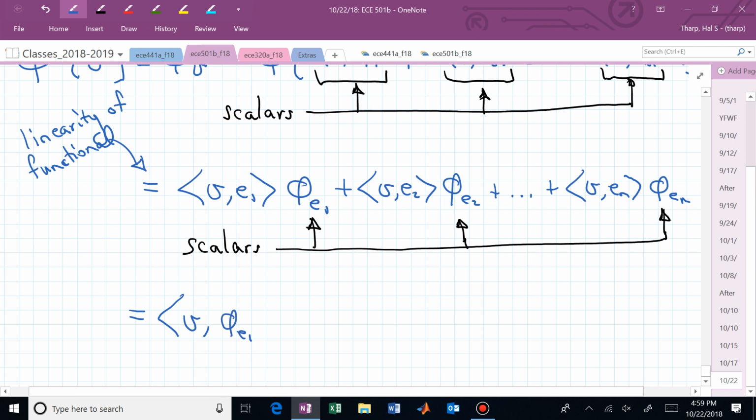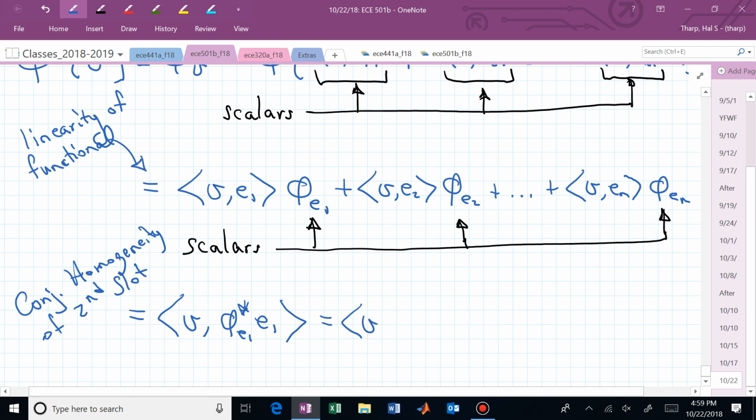Notation is what I just love. That's the star, right? E1 star E1. Phi sub E1 star E1. And this is due to the conjugate homogeneity of the second slot. That's where this next equality is coming from. And this is now plus V phi sub E sub 2 conjugate E sub 2 plus V phi sub E sub n conjugate E sub n.